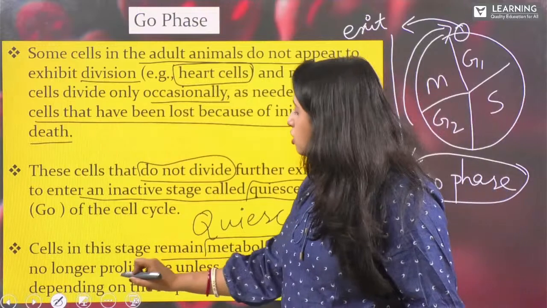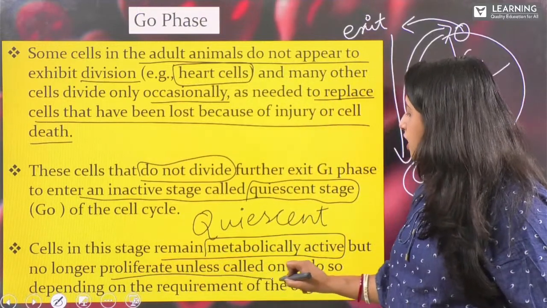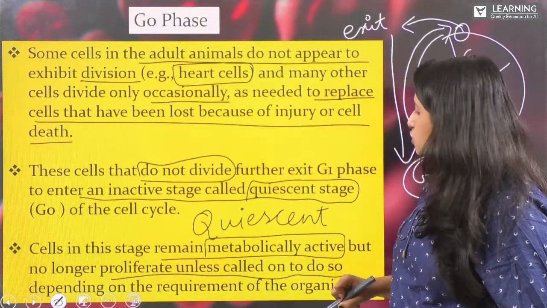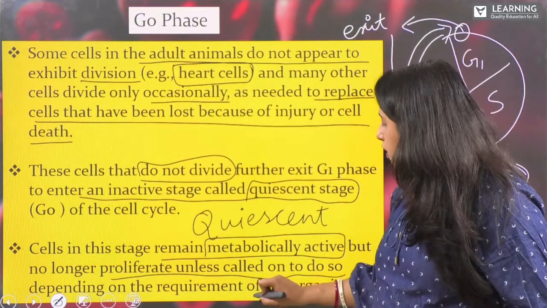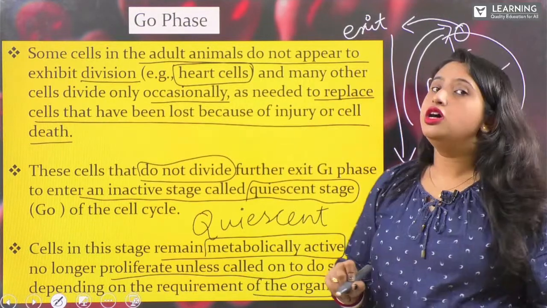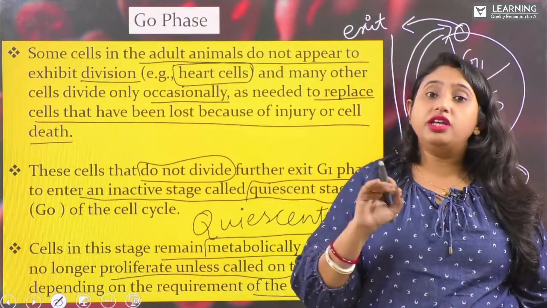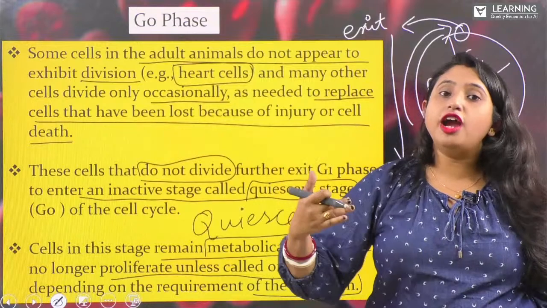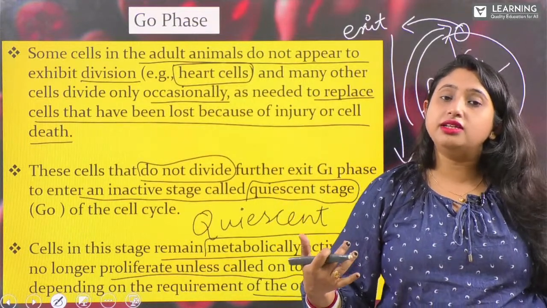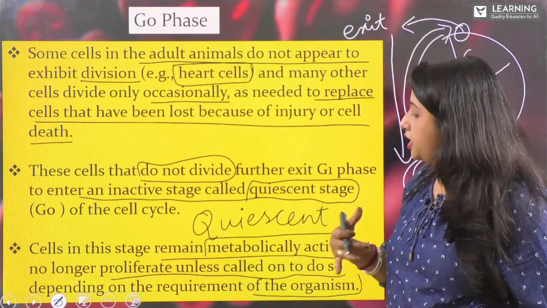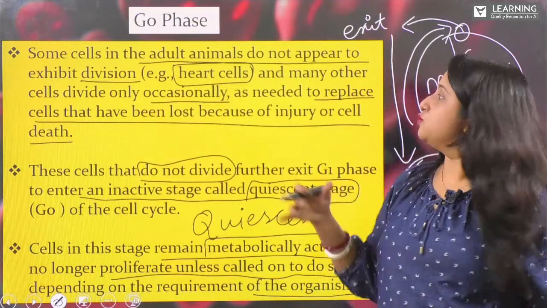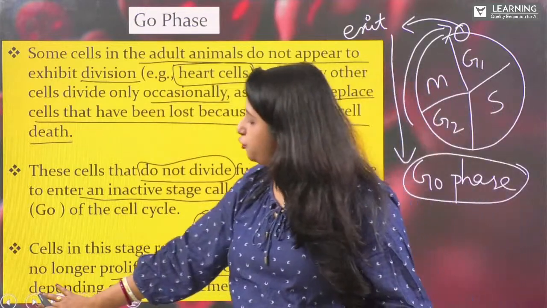They will no longer proliferate unless called on to do so, depending on the requirement of the organism. These cells will just remain inactive, but they will not divide further unless it is required by the organism. So this is all about the G0 phase.